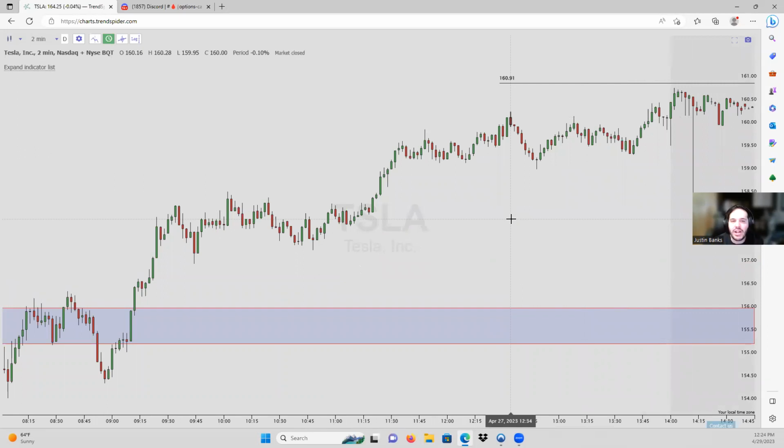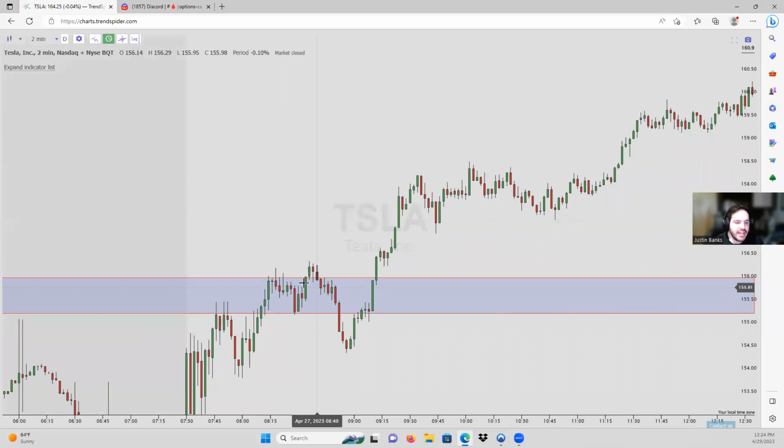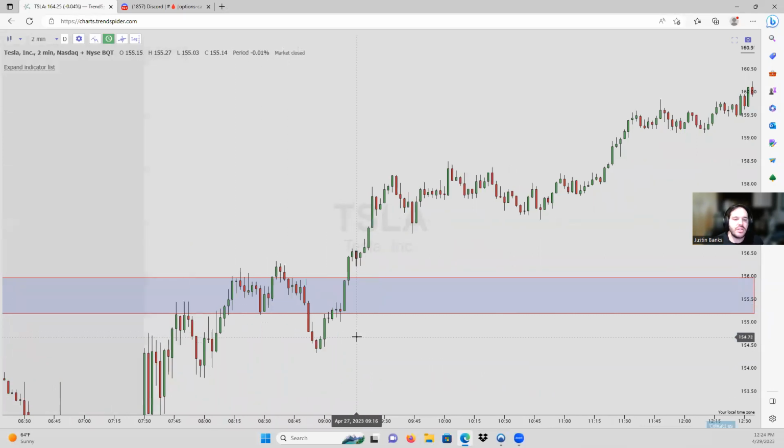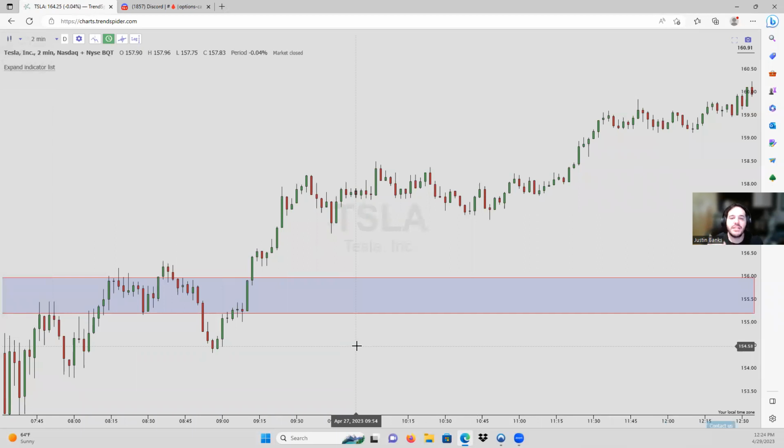So this is how I drew my zone. This is how I played it, right? So I drew it because we had that balance and major move out of it, for one. Then we had demand the rest of the day. When we came back up to it the next day, we had a slight pullback and then back into that demand again. So this is how I played this supply and demand zone on intraday level.